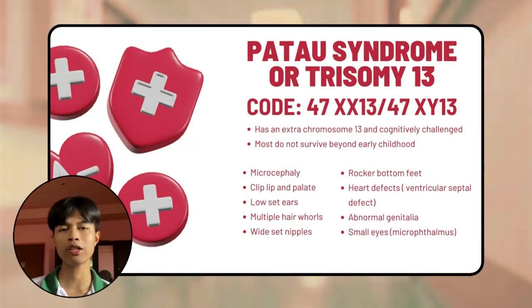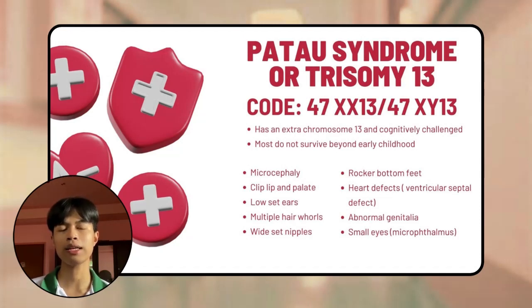And for trisomy 13, or Patau syndrome, with code 47XXY3: trisomy 13, also known as Patau syndrome, is a chromosomal disorder caused by the presence of an extra chromosome 13 in some or all of the body cells. This additional chromosome disrupts normal development, leading to a wide range of physical and intellectual disabilities. Patau syndrome is characterized by multiple congenital anomalies and is associated with severe intellectual disability and life-threatening medical problems.